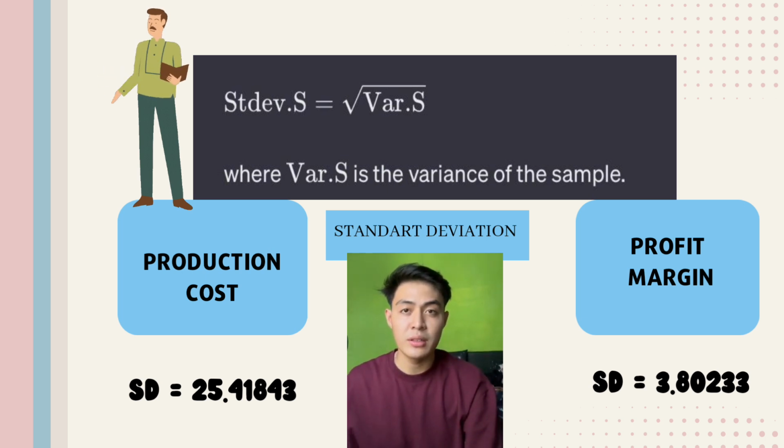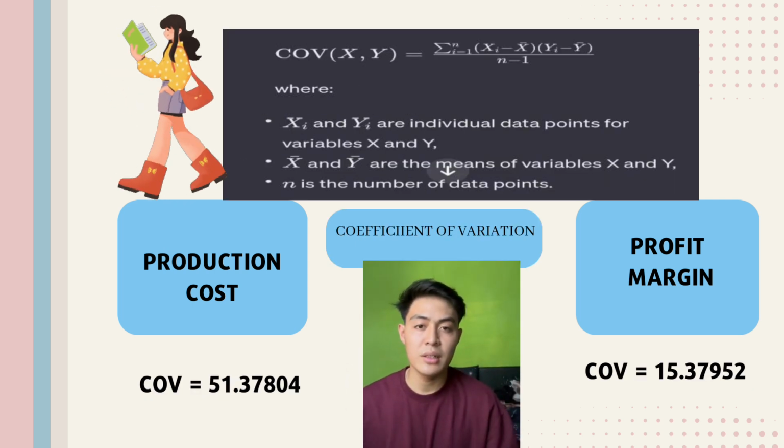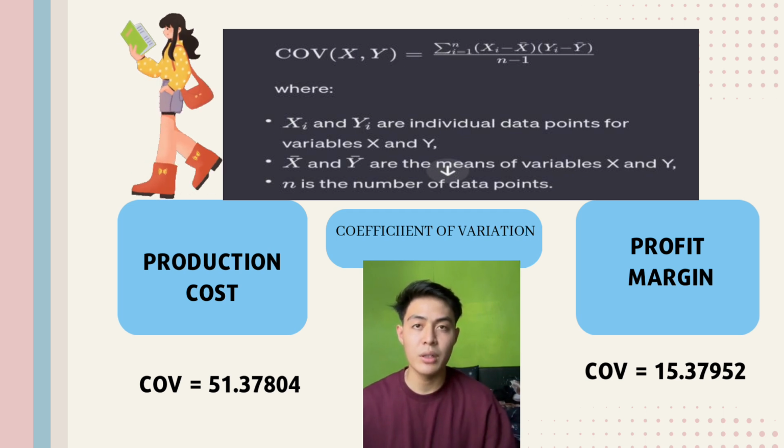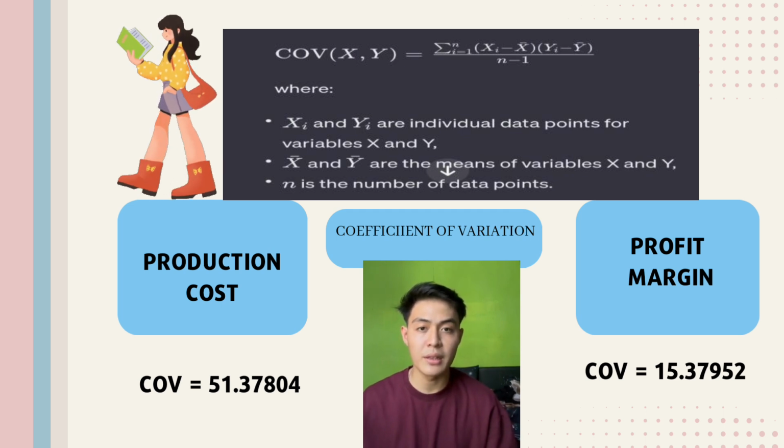The fourth is standard deviation. The value that we get for production cost is 25.42, and for profit margin we get 3.80. The last one is coefficient of variation. The value that we get with the formula for production cost is 51.38, and for profit margin we get 15.38.